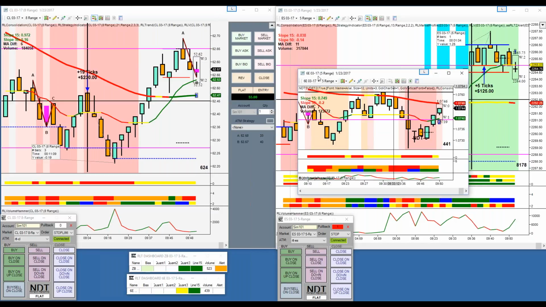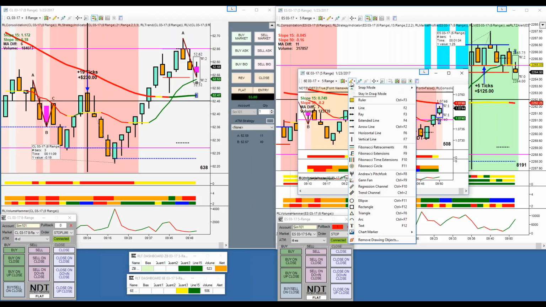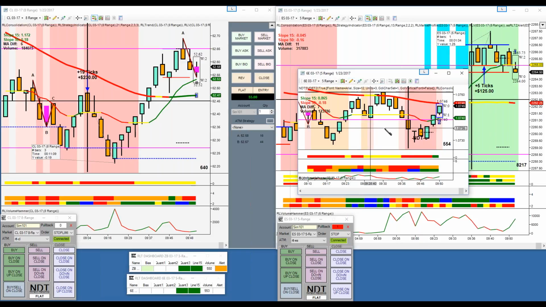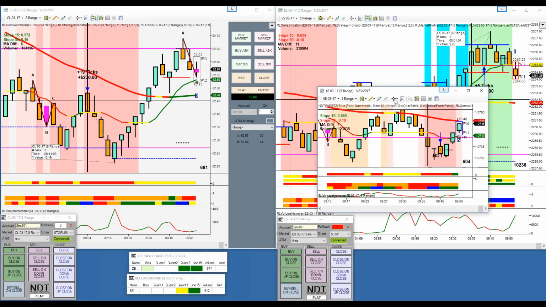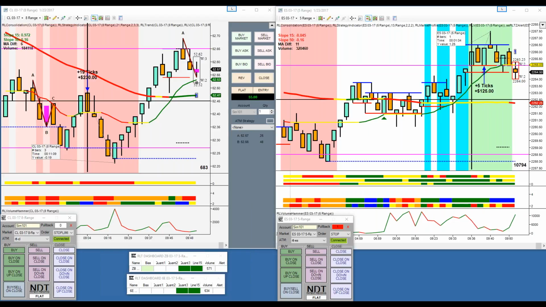There's the chart. It was a perfect entry right here. Didn't work. We only have one room trade. This trade here for 230.